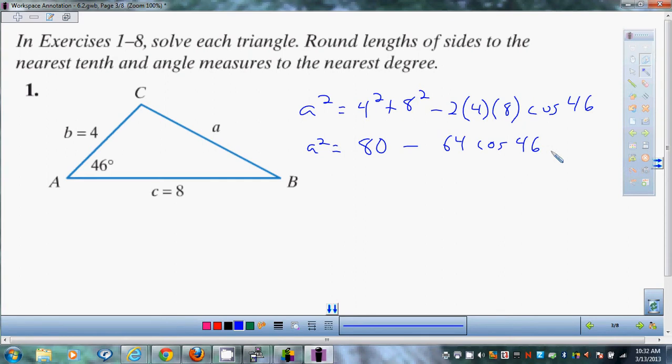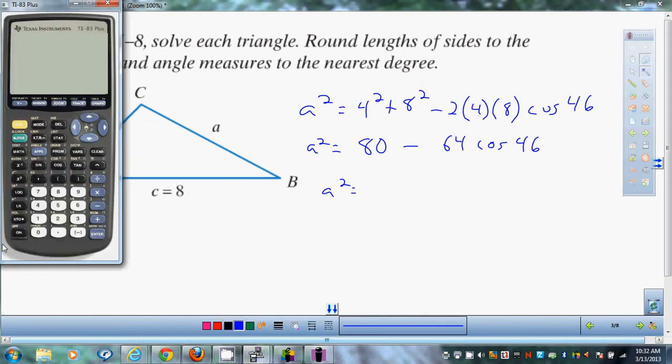Why can't we do that? Yes, sir. Order of operations, that's right. 64 is married to cosine 46 via multiplication. You cannot use it in subtraction until you've applied everything else. So, you want to do 80 minus the whole quantity. And the easiest way to do that is just in the calculator.